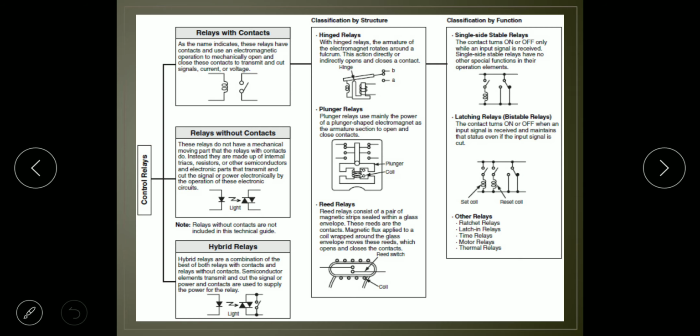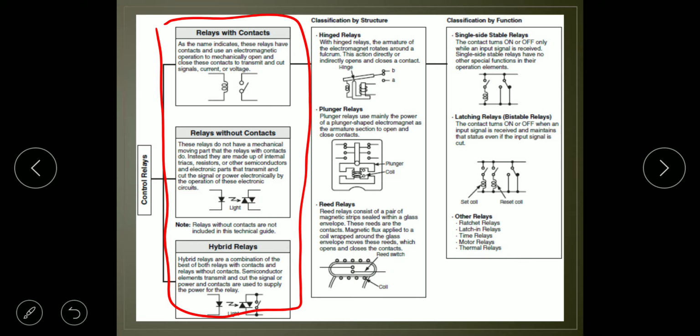This photo gives you an idea about the relay. These are the control relays, and they are classified as relays with contacts, relays without contacts, and hybrid relays. So first we go for the general purpose relay.